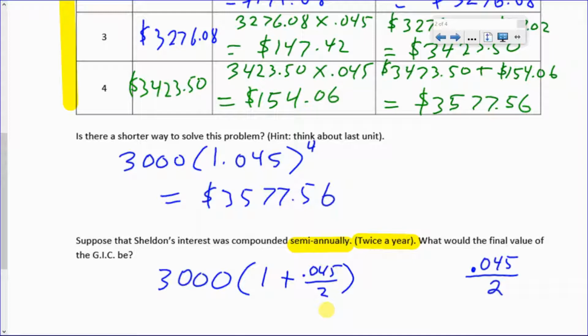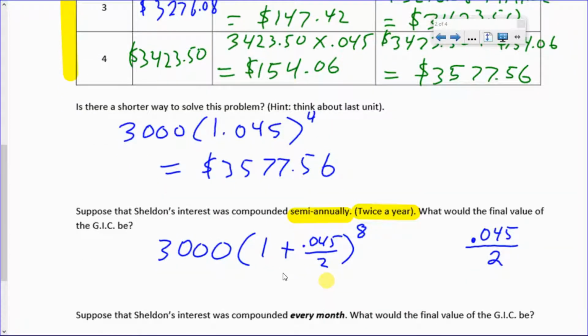Now, he doesn't get interest 4 times, though. He gets interest 8 times because now we're talking about a growth rate every 6 months or twice a year, not every year. So although the interest rate goes down, he gets interest twice as often. If you plug all that into your calculator, you should get an answer a little bit higher than the amount up here, and it actually is $3,584.49. So a little bit more money by getting his interest every 6 months.